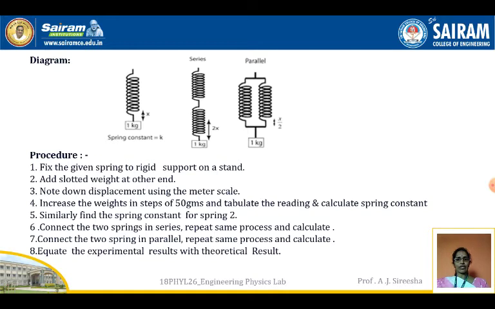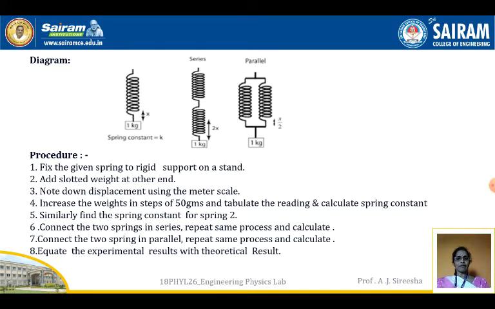Now the diagram over here, you can see 3 diagrams of the springs. The first one shows an individual spring when one end of the spring is fixed and the other end is loaded with a load, and there will be an extension produced. x is the extension produced. You can measure it with the meter scale.